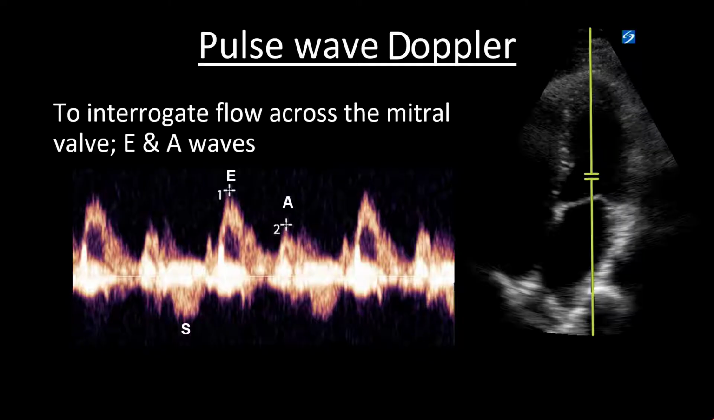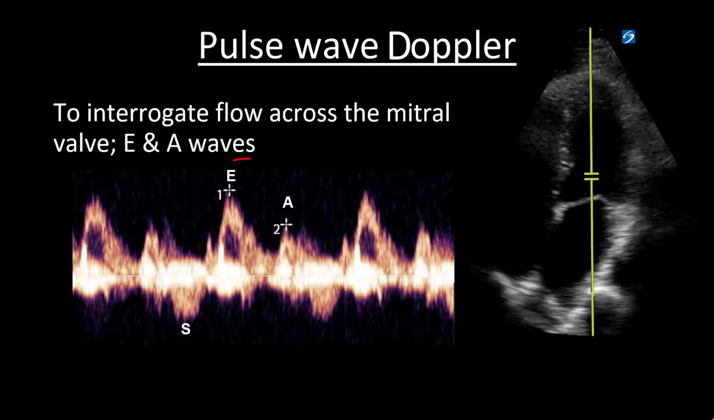Now, in order to obtain the mitral valve inflow, we use a form of spectral Doppler called pulse wave Doppler to interrogate the flow across the mitral valve. Now, we'll show you how to actually do this later on in our presentation. But this is the tracing you would obtain.